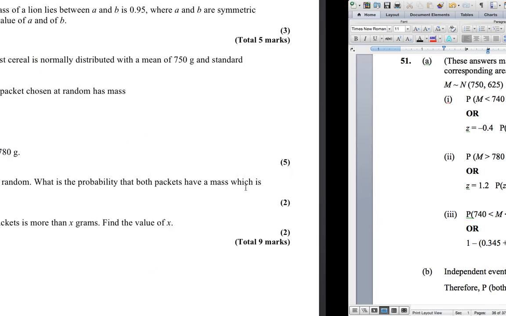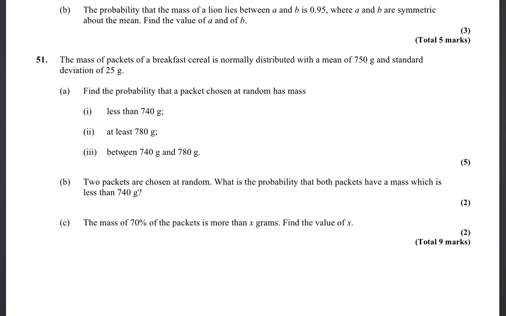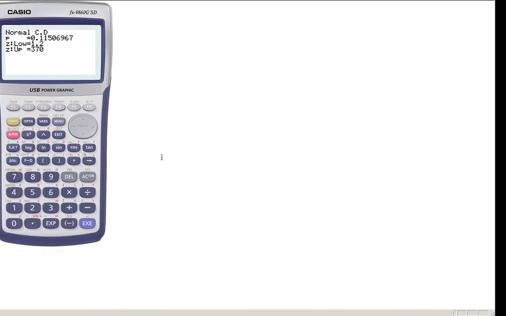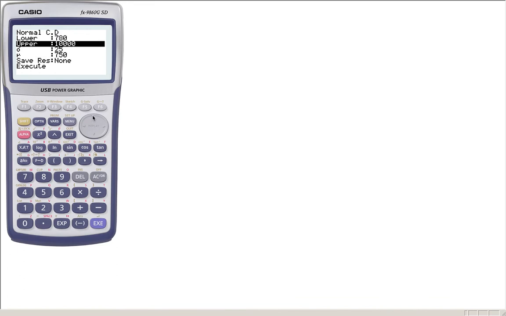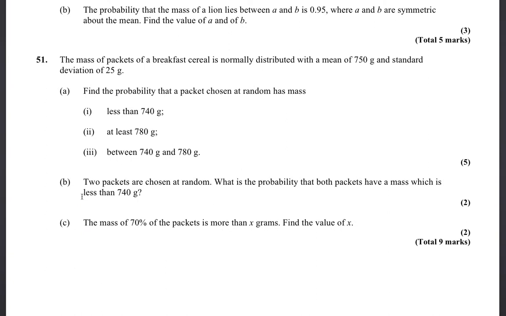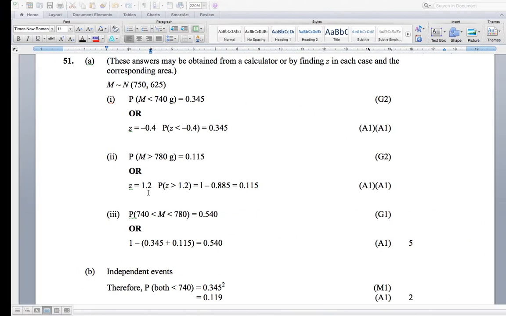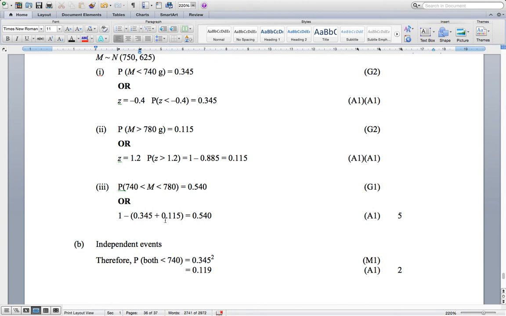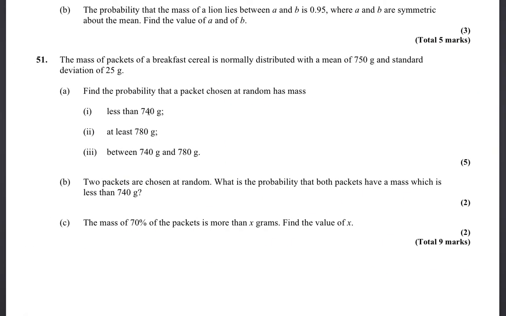Yeah, that is correct. And third subdivision, between 740 and 780. Okay, so the lower limit will be 740. And of course, there is another way which I'm going to tell you, and the upper limit is 780. So answer is 0.540. And as I said, there is another method here. We already know less than 740 and more than 780, right? So you can add these two answers and subtract it from one. You will get the answer for the third one. That is another method.